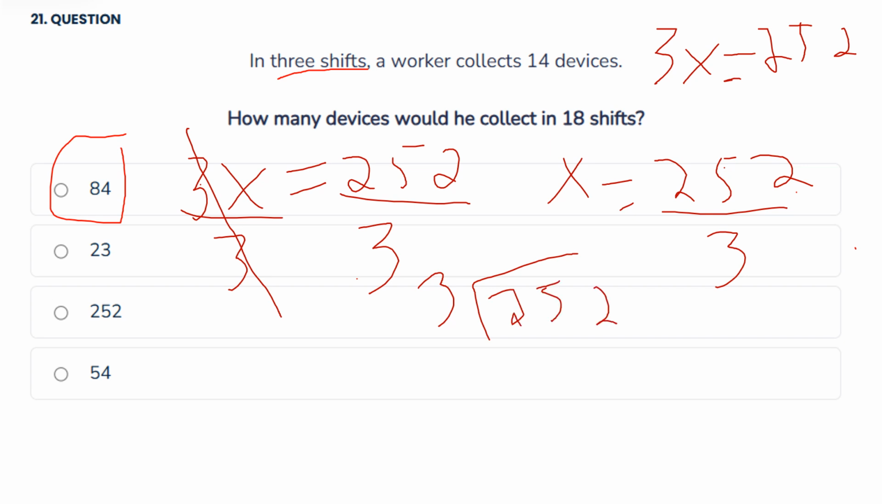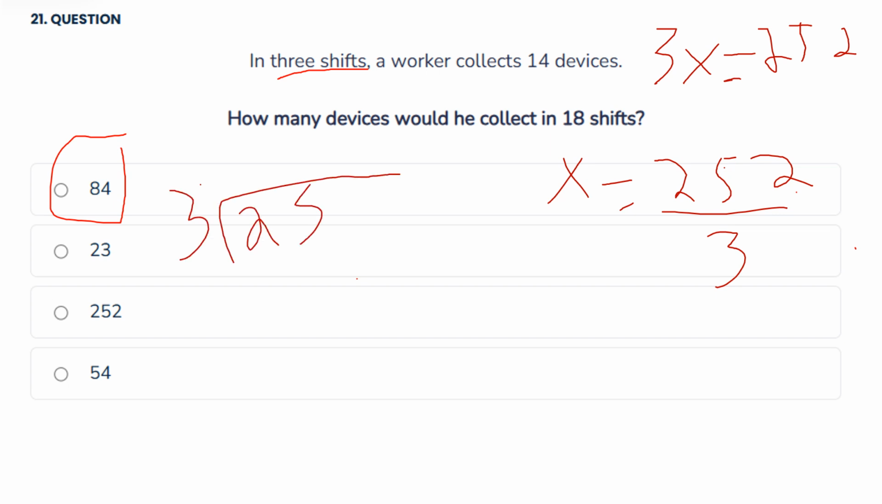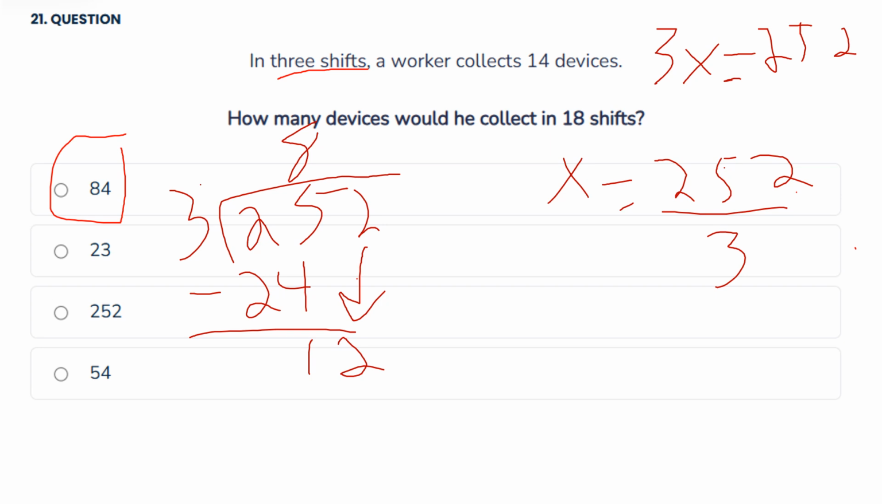And I'm going to erase these numbers, and I'm going to move that 252 divided by 3 over here. So 3 can't go into 2, but 3 can go into 25 8 times. 8 times 3 is 24. We subtract 24 from 25. That gives us 1. We bring this 2 down. 3 can go into 12 4 times. And 4 times 3 is 12.